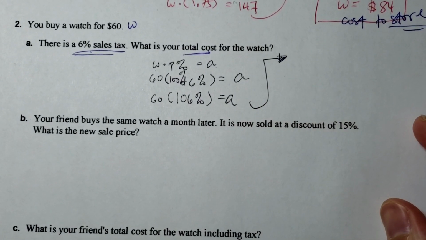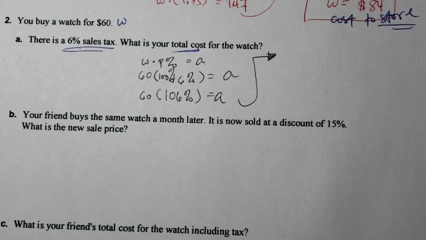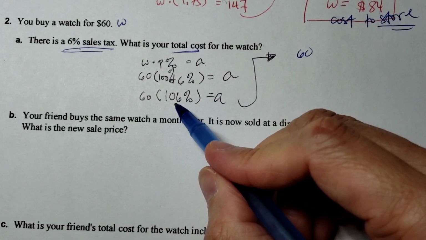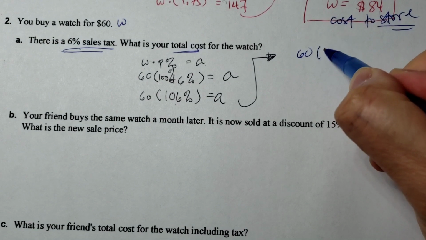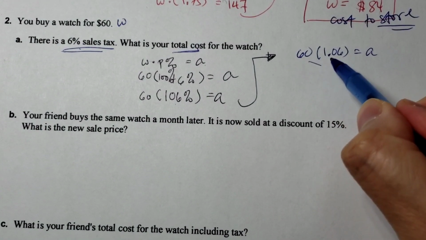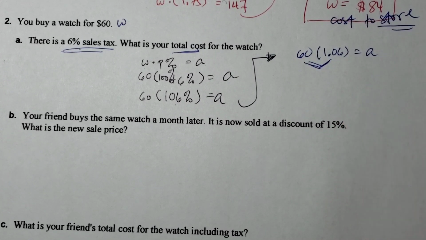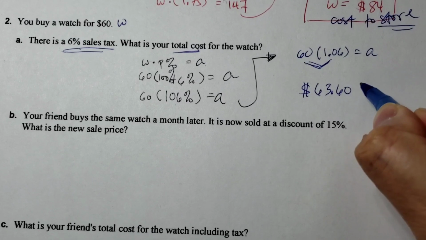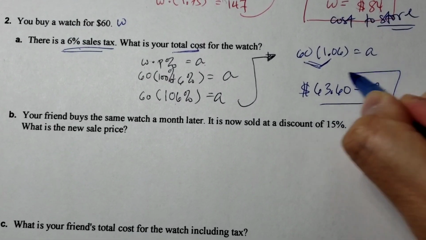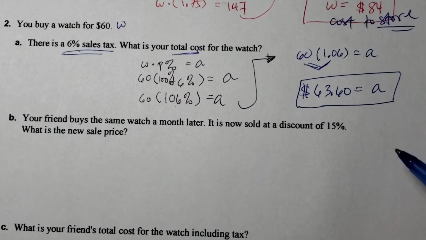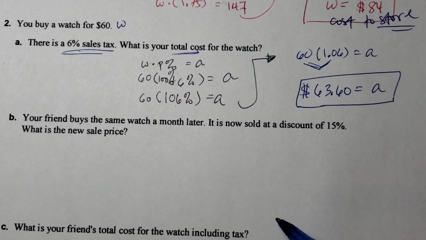Let's move it to this side. Now change the percent to a decimal, make it easier. We divide 106 by 100, and that should give us 1.06 is equal to A. If you multiply this 2, you would be getting $63.60. So this is the amount of money that you need to pay for the watch, tax included. Okay, that's the total cost.